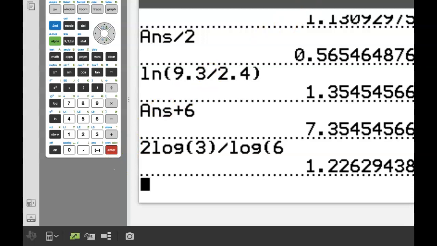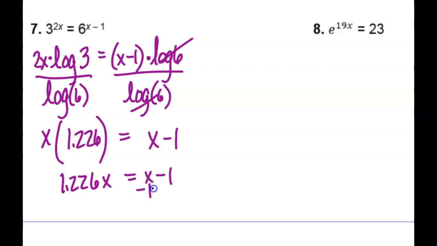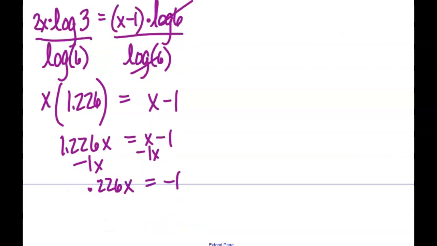1.226, did someone get that? Okay, now what? So this is really just a 1.226x equals x minus 1. Subtract 1x from each side. Leaves a 0.226x equals negative 1. You could have done this algebraically 100 different ways.